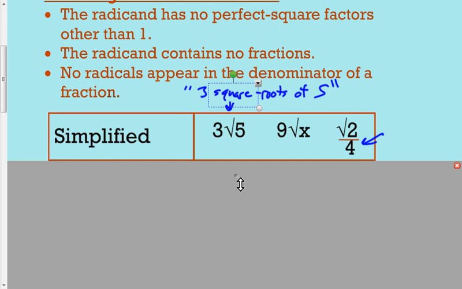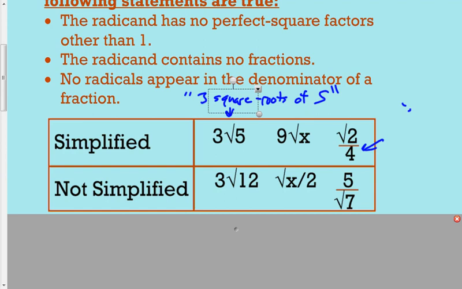Now some non-simplified ones. Some non-simplified ones: 3 times the square root of 12, or 3 square roots of 12. That's not simplified because we can actually simplify the square root of 12 part further. Having a fraction inside of a radical or having a radical on the bottom of a fraction, those are not okay. So we're going to do ways to simplify those.